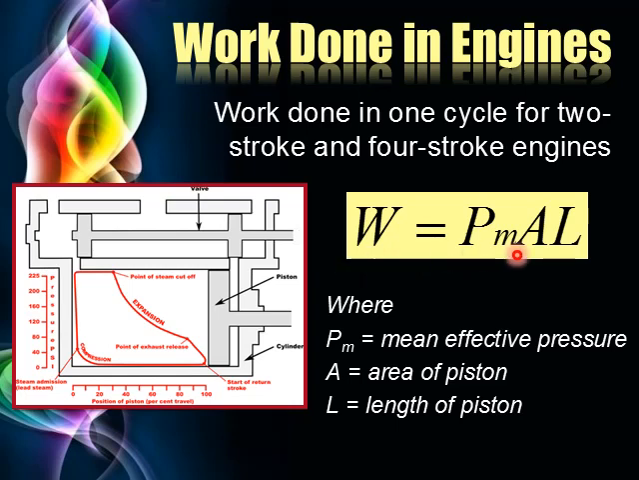Actually, in this case, F is equal to P times A, which is something that you will learn later on when we discuss pressure. And the L here represents the displacement. Why? Because the movement of the piston is only an up and down motion. Since it is only up and down motion, that will be equivalent to the length of the piston.